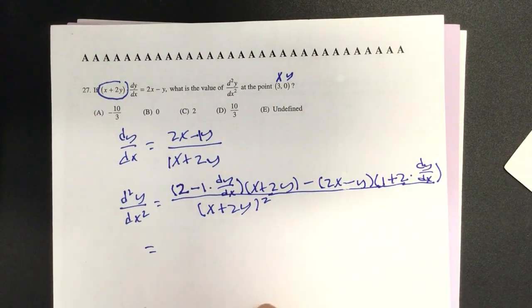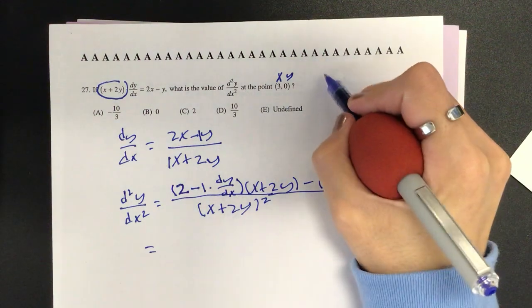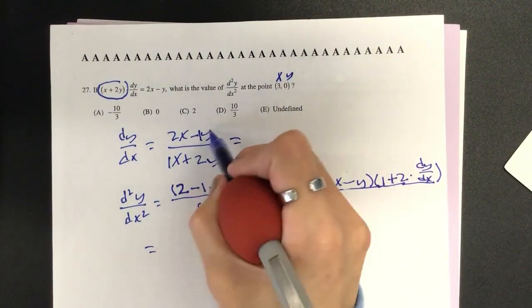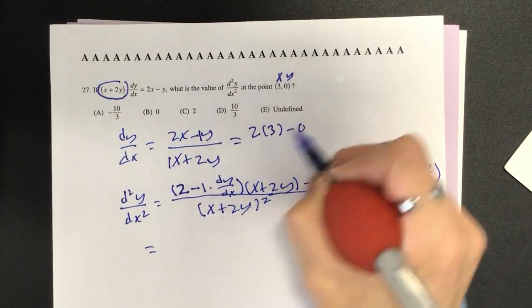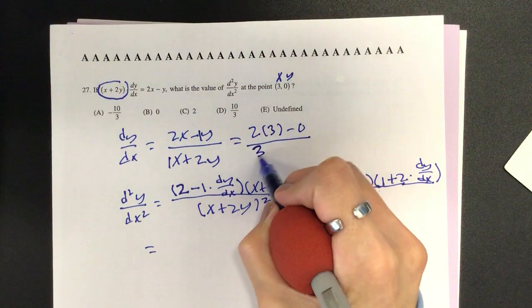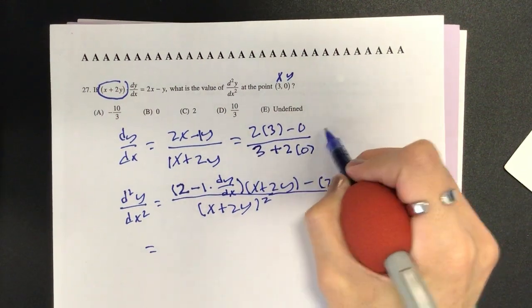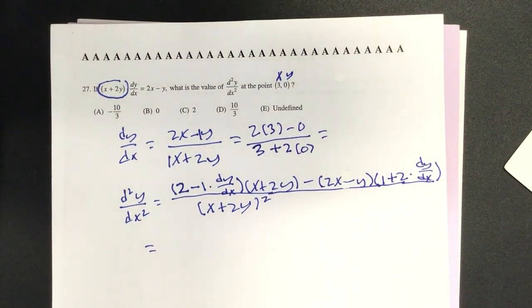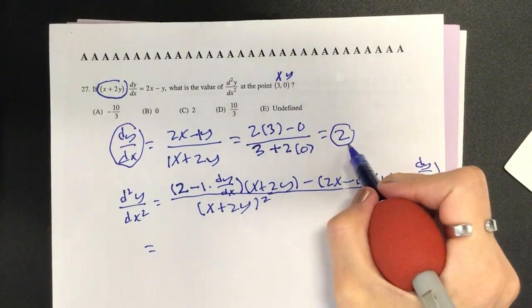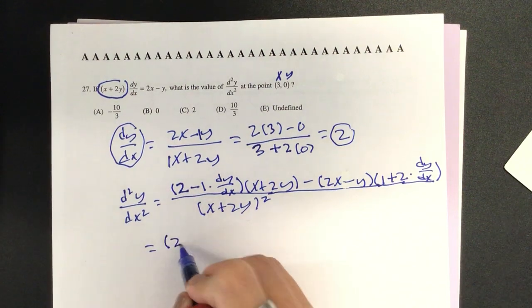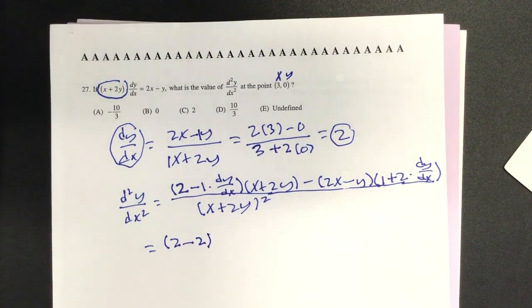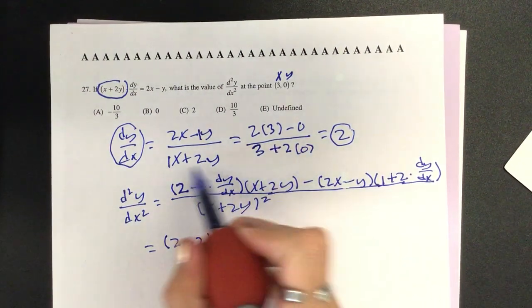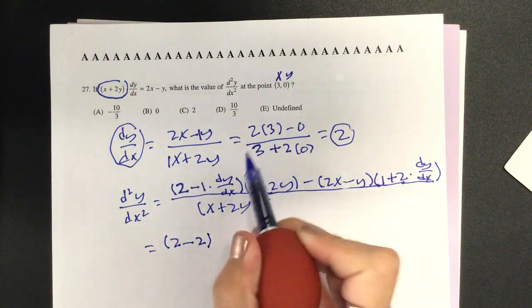When I plug this in, let's plug the x and y in here as well. My x was 3, so 2 times 3 minus 0 all over 3 plus 2 times 0. Isn't that basically 6 divided by 3? How much is 6 divided by 3? 2. So for dy over dx, I'm going to plug in the 2. So we have 2 minus 2. What is 2 minus 2? 0. Do I even care about plugging the remaining in on the top, the left portion? I'm not going to worry about it.